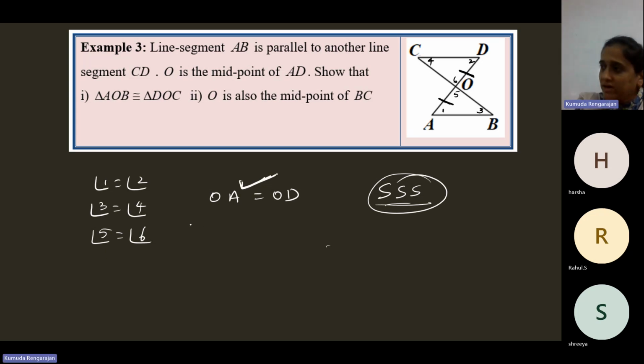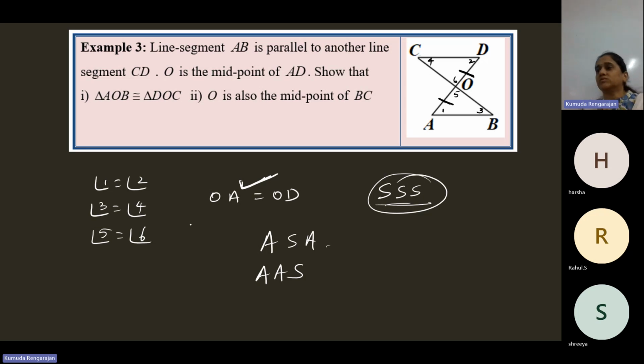But since we have only one pair of sides, it can be ASA or AAS. Because SSS needs 3 pairs of sides, SAS also needs 2 pairs of equal sides. RHS is not possible. So we are left with only ASA and AAS.